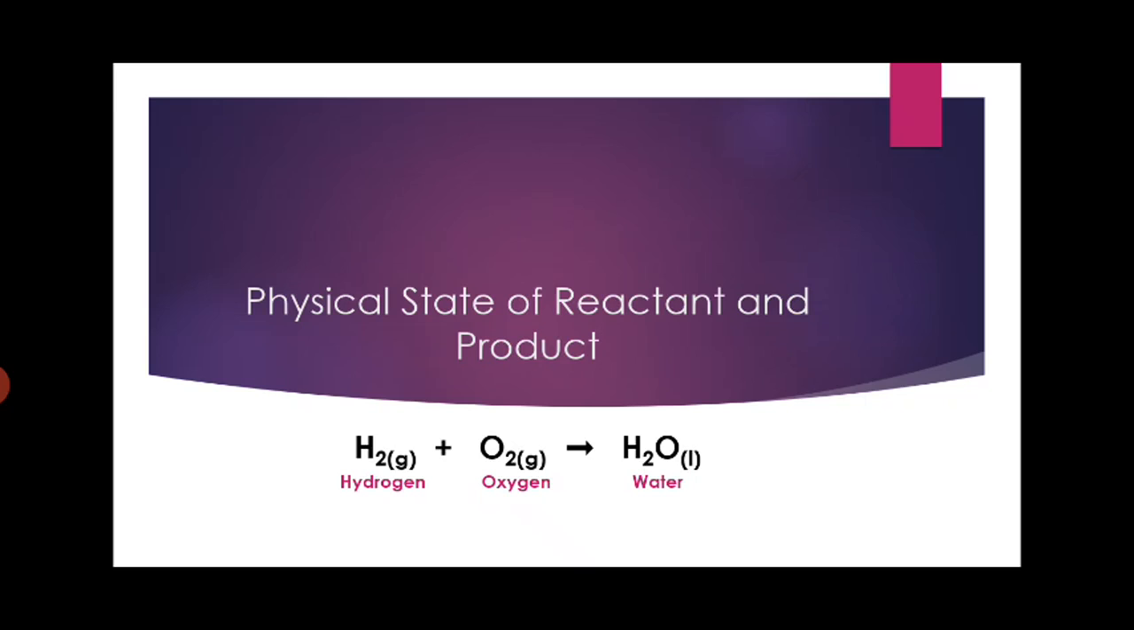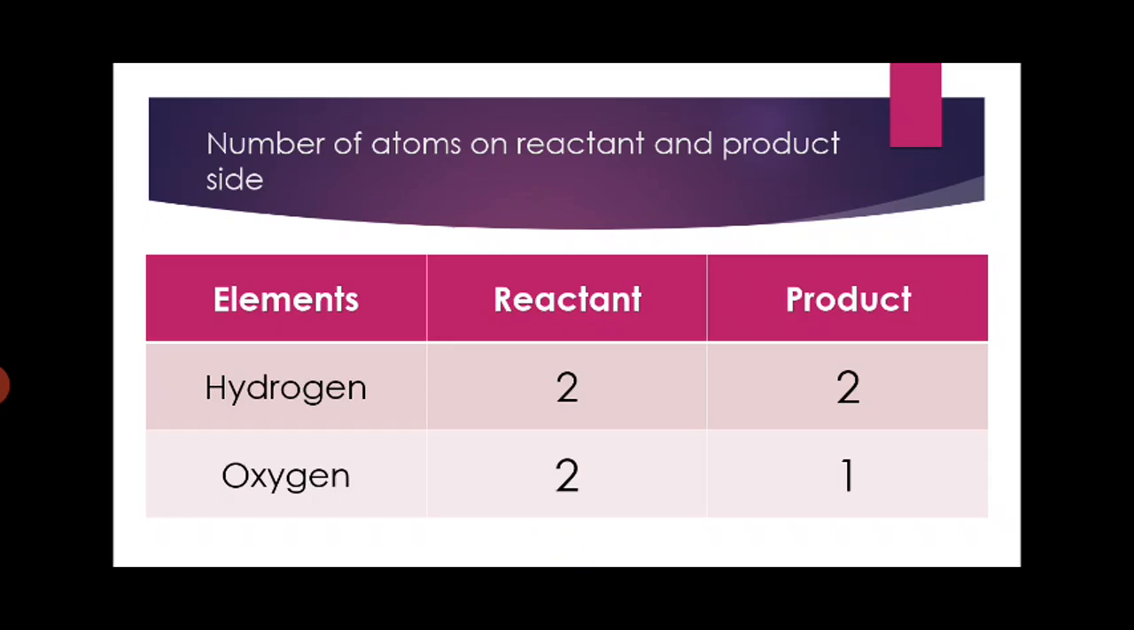Now let's count the number of hydrogen and oxygen atoms on the reactant as well as on the product side of the equation. Over here we have 2 hydrogen on the reactant side, 2 oxygen on the reactant side, 2 hydrogen on the product side and 1 oxygen on the product side. So we make a table for that. As the table shows, hydrogen is balanced while oxygen is not.